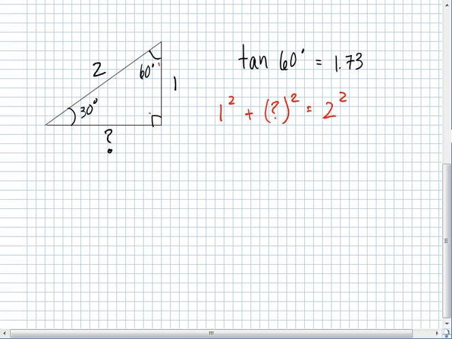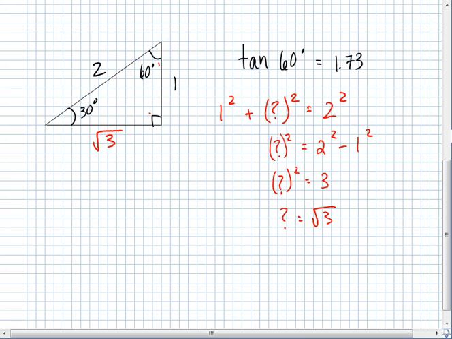A little bit of rearranging and a little bit of simplifying gives me that side length squared is equal to 3. Therefore, take the square root of both sides, sorry, I lost my train of thought there. The square root of both sides is equal to, well, square root of 3 then. So that missing side length is the square root of 3.